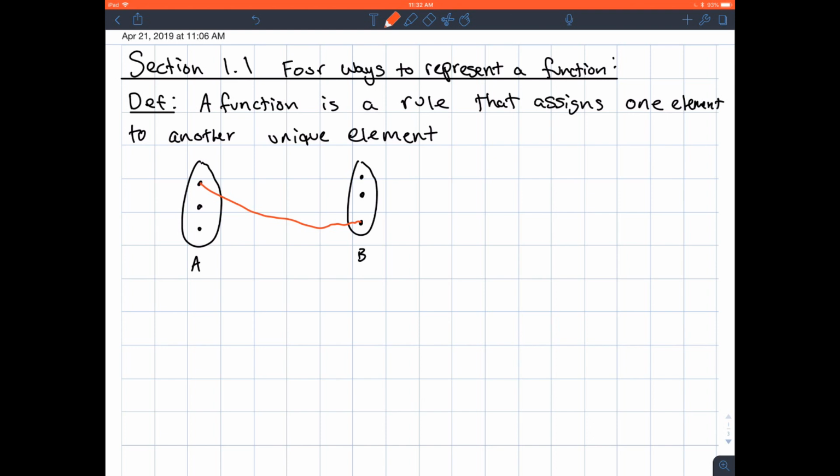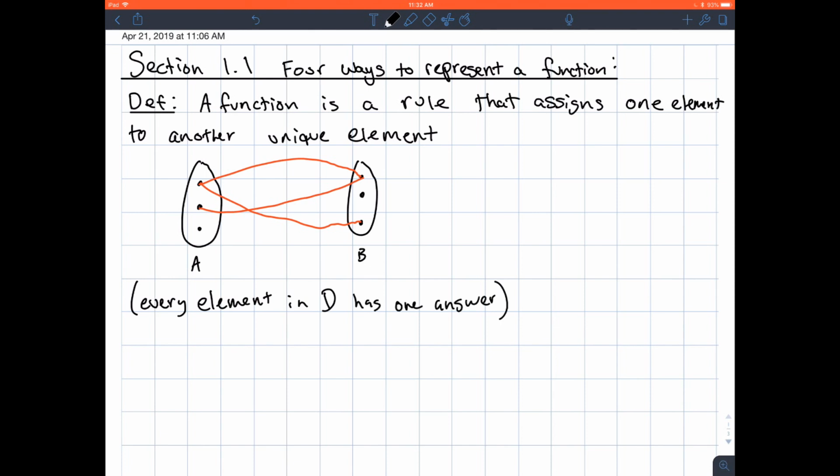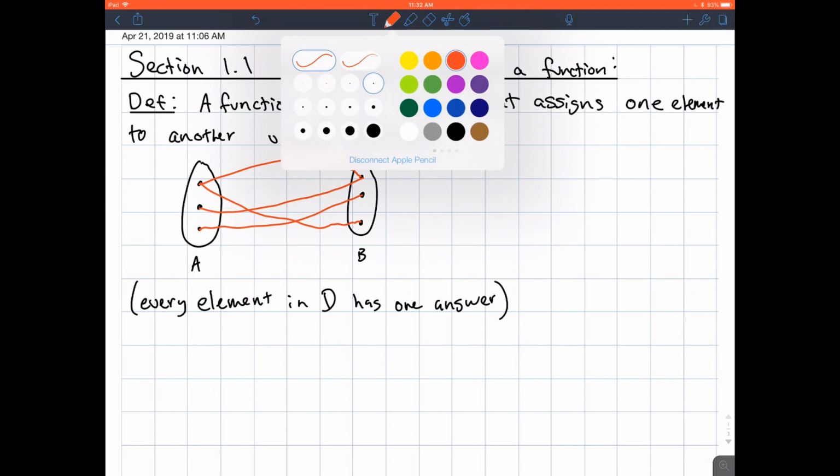Now let's consider, for example, that we input the value from the top and we input the value from the middle, and we still get the same answer in b. Is that still considered a function? The answer is yes, because every element in the domain has exactly one answer. So yes, this is still considered a function, even though we input values of a and we get the same answers in b. Right? And so to showcase that, this is still a function.